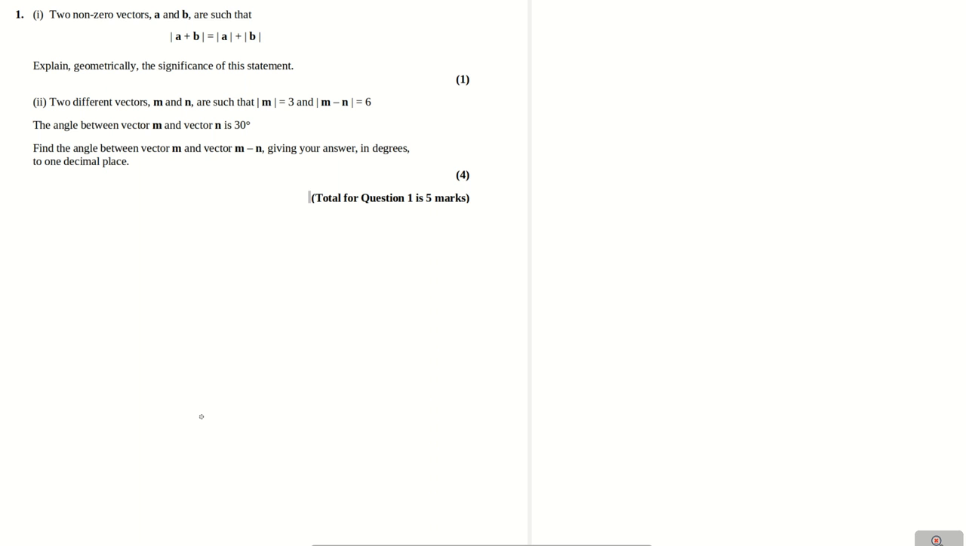Okay, vectors. We've got two non-zero vectors, A and B. Now remember, a vector is something that has both a size or a magnitude and a direction. And we need vectors when we're looking at mechanics, where we might need to consider things like forces, velocity, and so on, where the direction is as important as the actual magnitude.